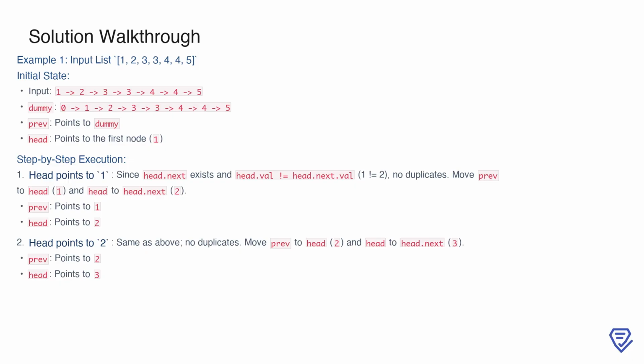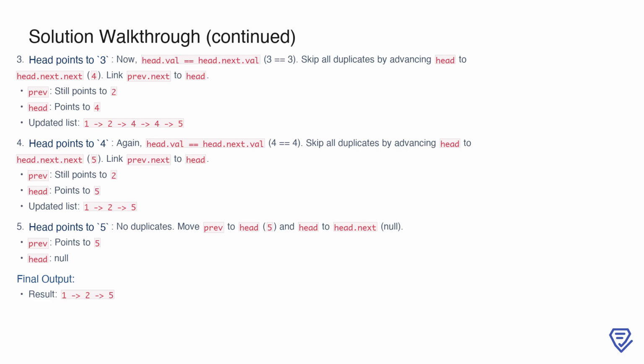So, we move the previous pointer to head, making it point to 1, and advance head to head.next, which is 2. Next, when head points to 2, we perform the same check, confirming no duplicates because 2 is not equal to 3. Again, we move previous to head, making it point to 2, and advance head to 3. At this point, both previous and head have moved forward, and we're ready to continue analyzing the list. Now, when head points to 3, we find that head.val equals head.next.val, 3 equals 3.